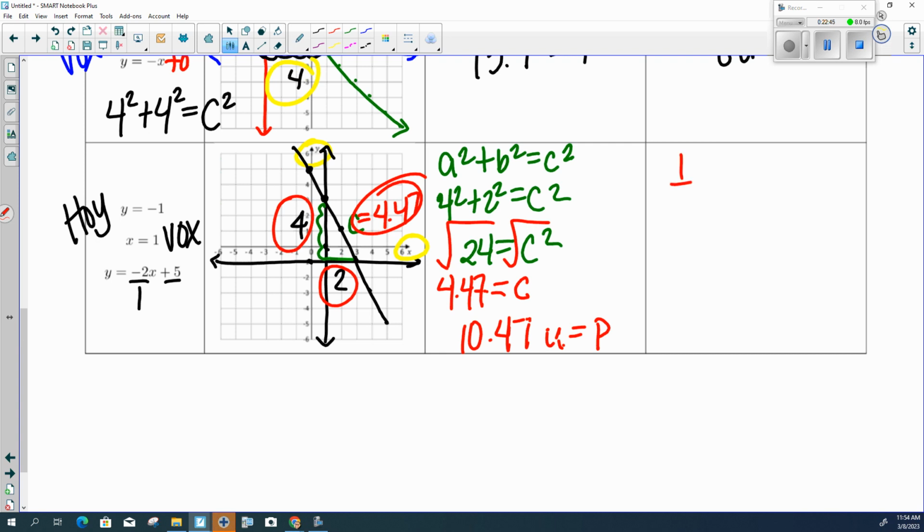And 1/2 base times height. 4 times 4 is 8. Half of 8 is 4. These are square units. Okay, good luck with the homework.